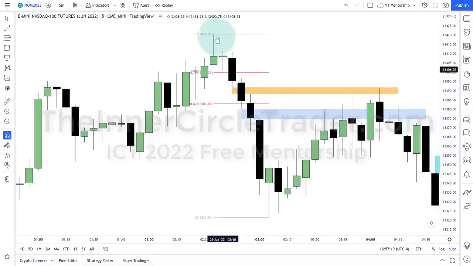Alright, so here's the high to the low. Optimal trade entry, and trades up into it here and into the fair value gap. Bam! That's what makes it optimal. So there's your entry here, and you can start going back in.